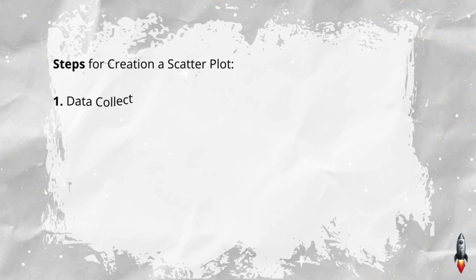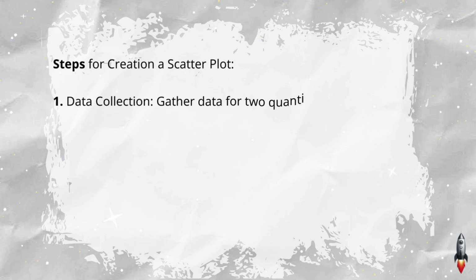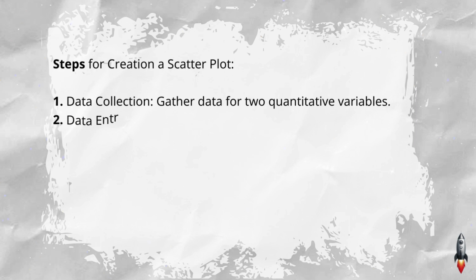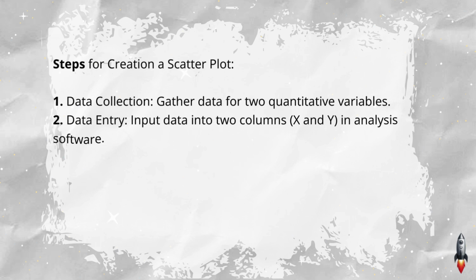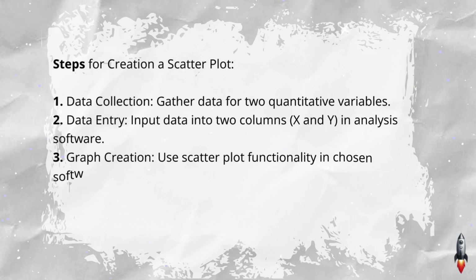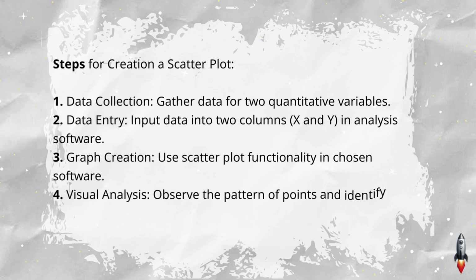Steps for creating a scatter plot. 1. Data collection. Gather data for two quantitative variables. 2. Data entry. Input data into two columns, X and Y, in analysis software. 3. Graph creation. Use scatter plot functionality in chosen software.